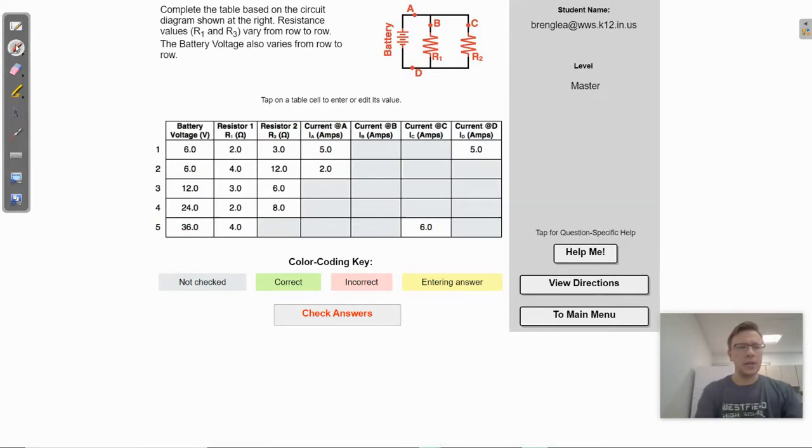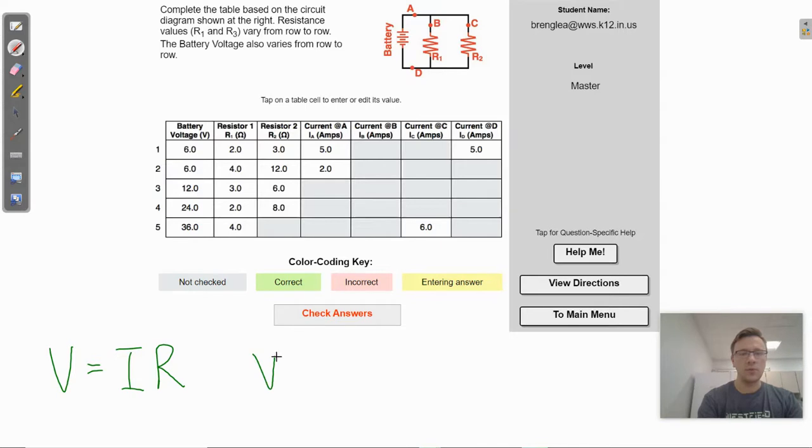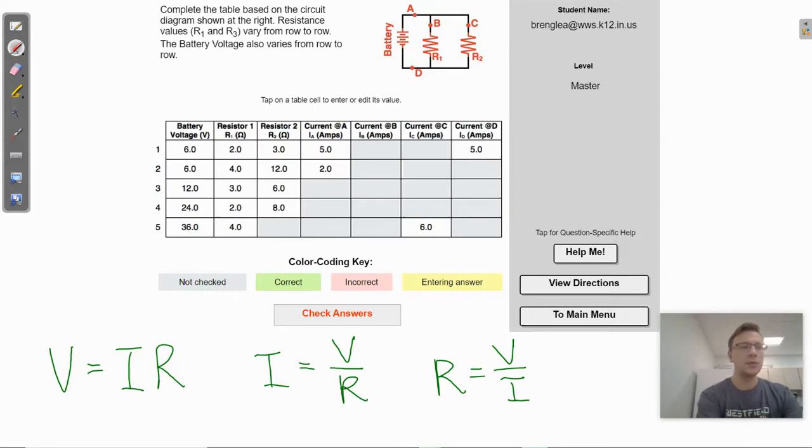Let's go ahead and get our equations written out at the bottom here that we might need to use, which is all the same equation, just rearranged for different values. We'll do current is equal to voltage divided by resistance, and resistance is equal to voltage divided by current.